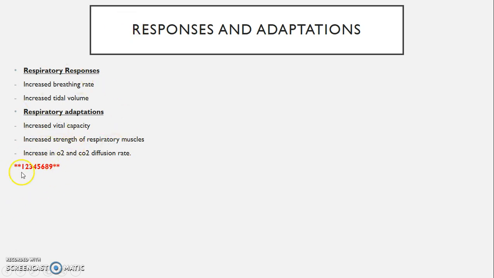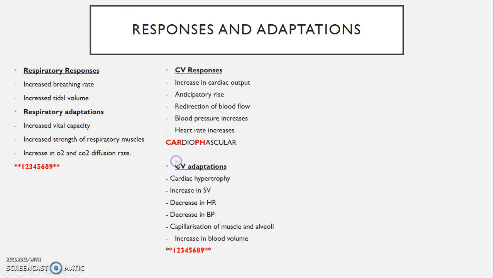This is brilliant because, as I just said, this also links with the cardiovascular responses, which we're going to go through now. Cardiovascular responses. So what happens as soon as we start to exercise? Well, we get an increase in cardiac output, anticipatory rise, redirection of blood flow. That's the vascular shunt mechanism. Remember, vasodilation of the blood vessels at the muscle, vasoconstriction of the blood vessels at the vital organs. Blood pressure increases, heart rate increases.